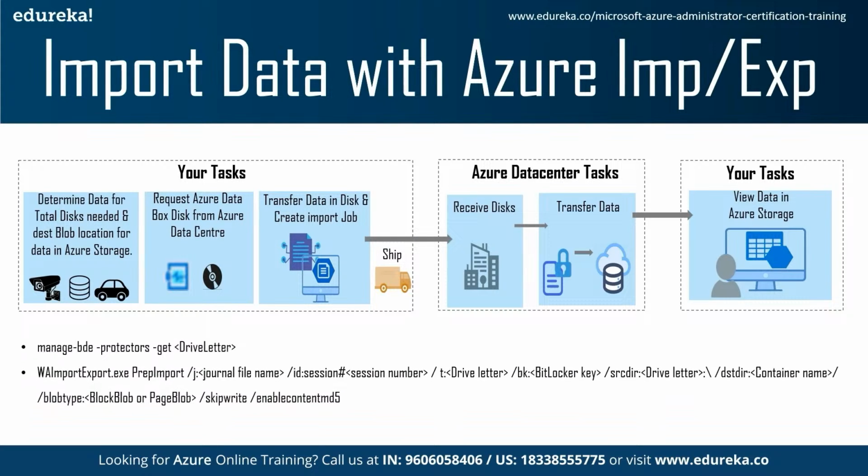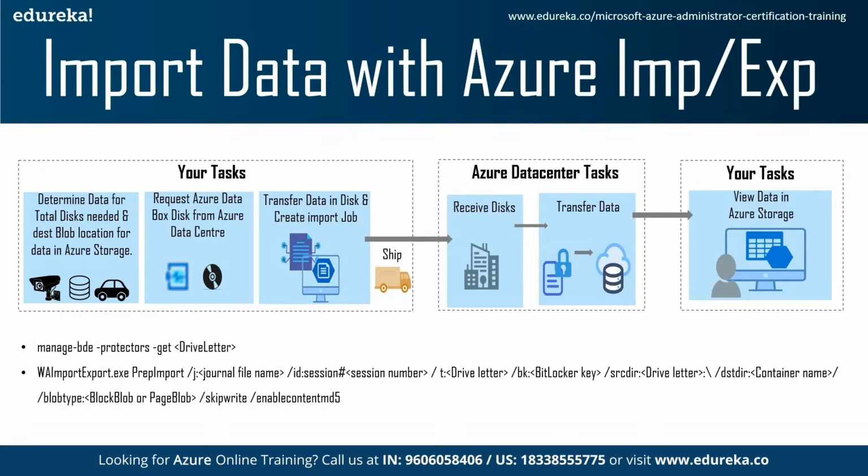These are the commands you can see. The first command is manage-bde -protectors -get with the drive letter. The drive letter is nothing but what you have seen in your local disks, like local disk C, local disk D, local disk F. These C, D, F are drive letters. So this is the first command you have to give.